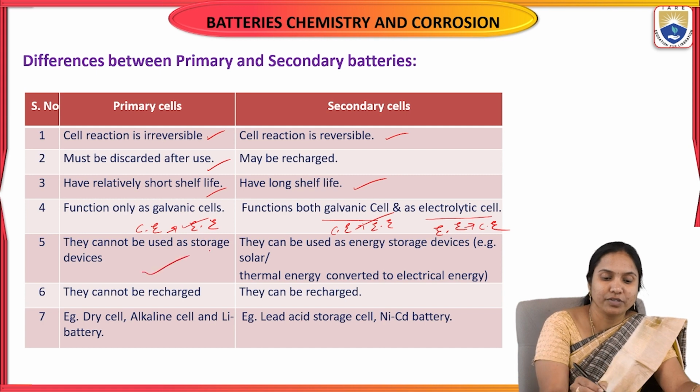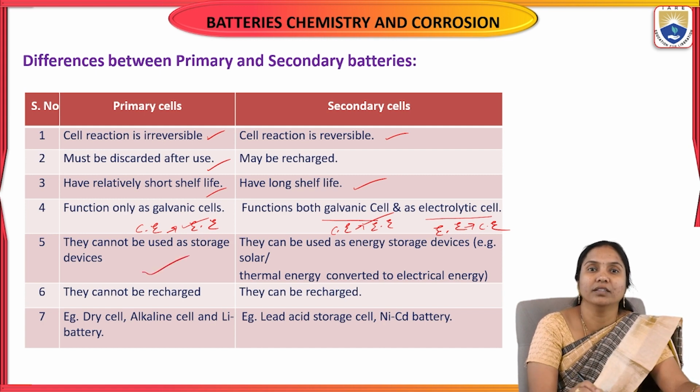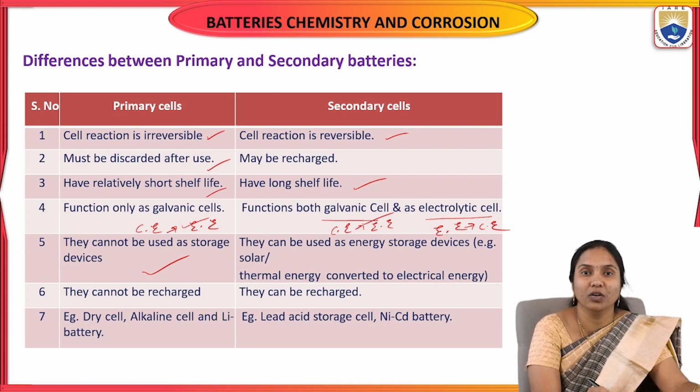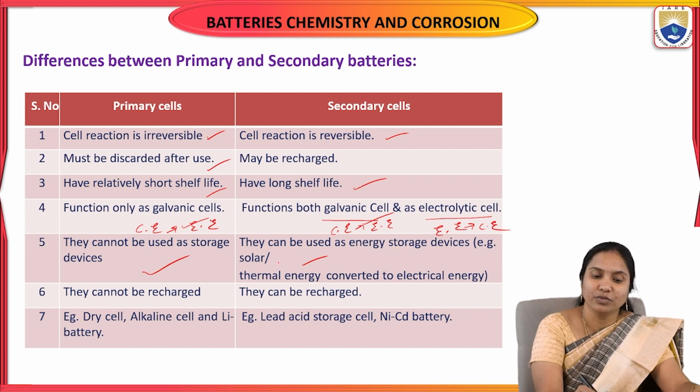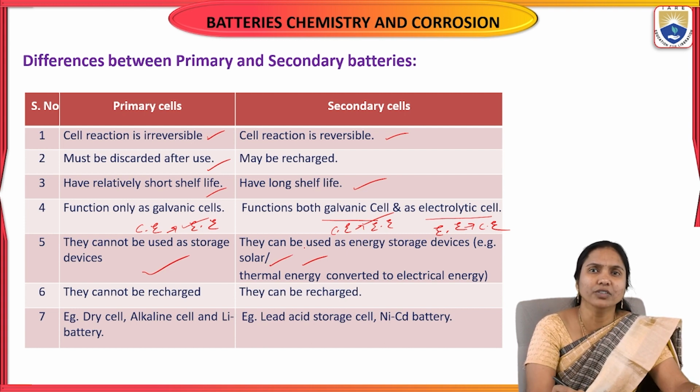Primary batteries cannot be used as storage devices because we cannot recharge them. But secondary batteries can be used as energy storage devices. For example, solar thermal energy can be converted to electrical energy and stored, so these batteries can be used in storage devices.